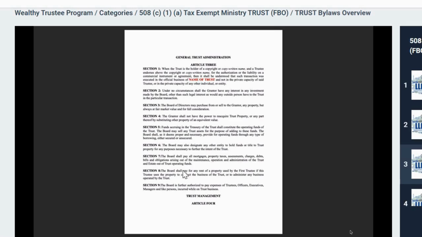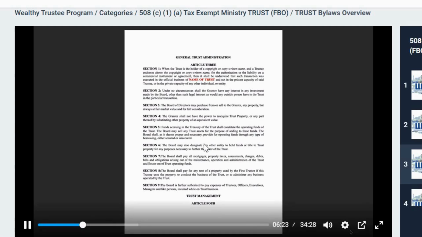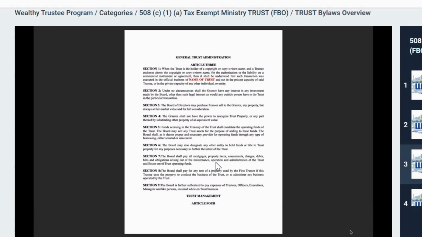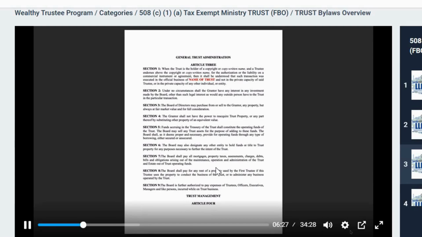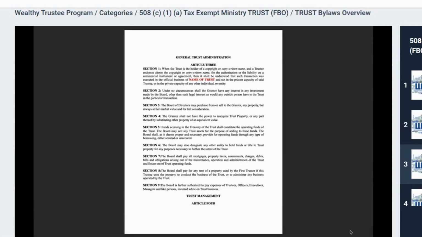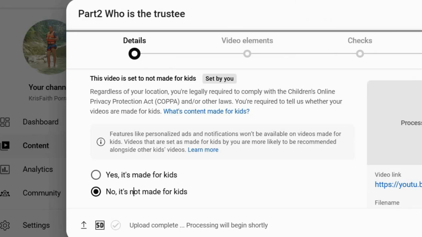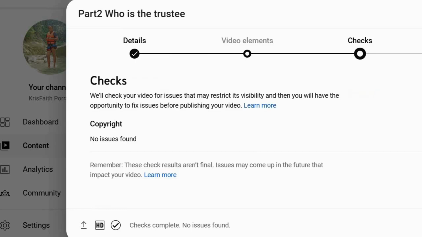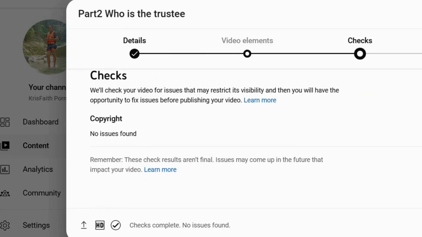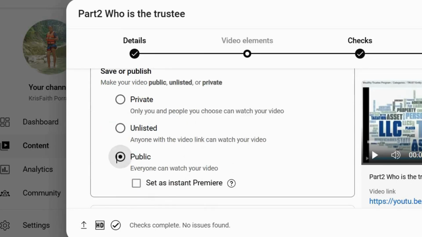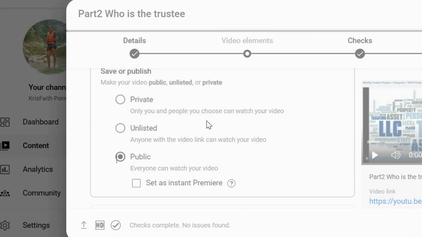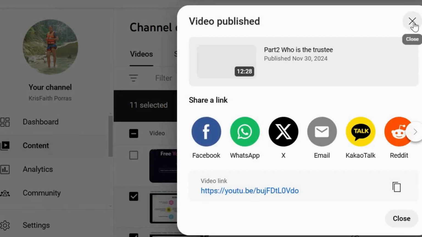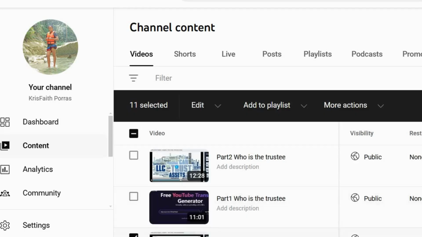Section 8. The board or the trustee shall pay for any rent by the first trustee if this trustee uses the property to conduct the business of the trust. Section 9. The board is further authorized to pay expenses of the trustee, officers, executives, managers, and authorized people who are doing business for trust purposes.